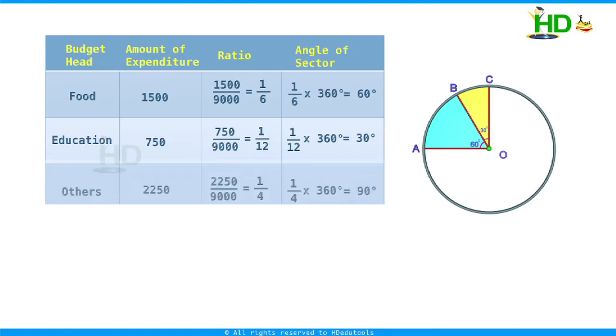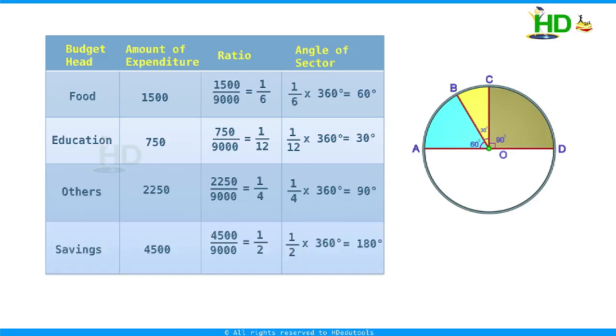Next one, for others, the amount of expenditure is 2,250. This is 1 by 4th part, this is 1/4 of 9,000. 1 by 4 into 360 gives 90 degrees. Now draw the angle of the sector for others. Draw angle COD. This is equal to 90 degrees. Savings 4,500 rupees. This is exactly half of total income. 1 by 2 into 360, that is 180 degrees. Therefore, this is the savings part.